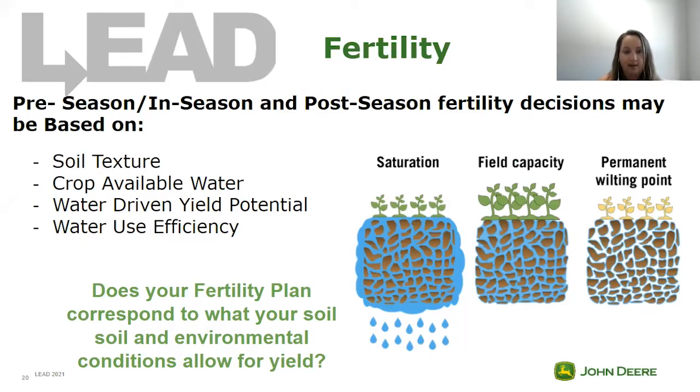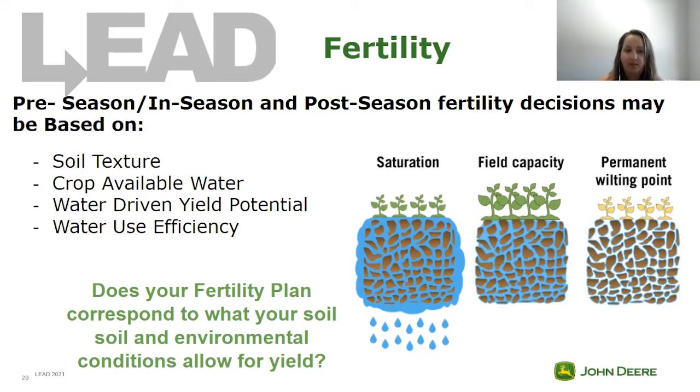So we talk soil texture. Again, we're talking about our soil's ability to hold water, nutrient and water holding capacity. So it's basically telling us what the capability of our soil is, and it's going to be very different from a clay soil to a sand soil. Crop available water information can be used when we're talking about in-season applications as it relates to plant health, and then also post-season fertility decisions as we're planning for next year, understanding what our soil conditions are like as we head into the winter months.